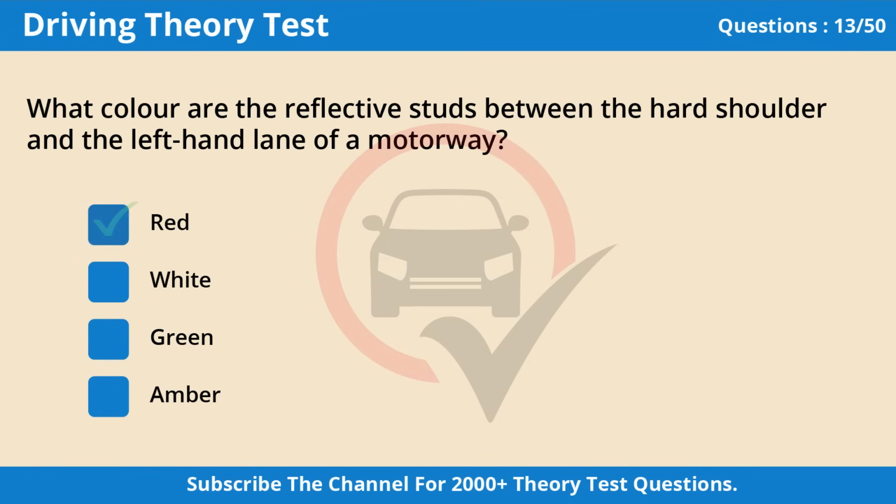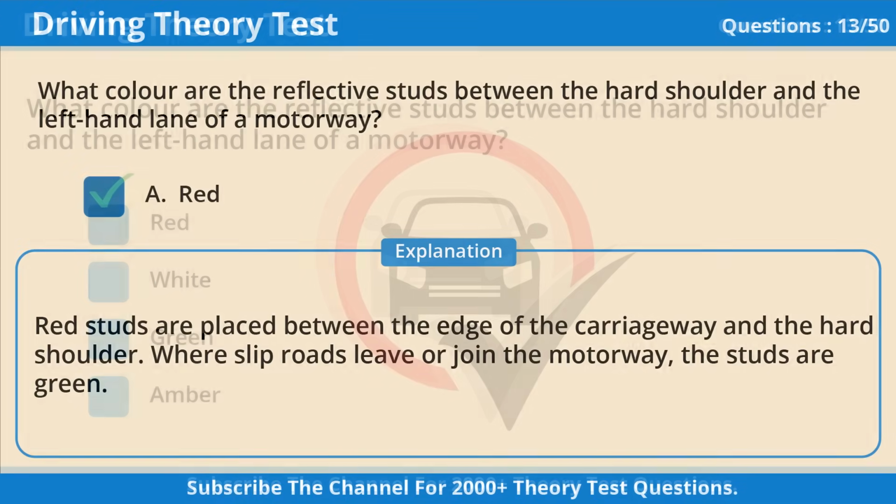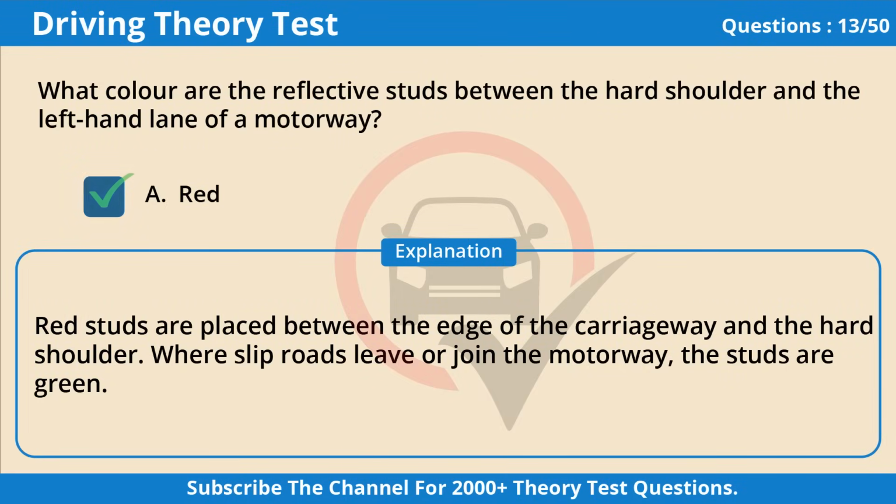A. Red. Red studs are placed between the edge of the carriageway and the hard shoulder. Where slip roads leave or join the motorway, the studs are green.